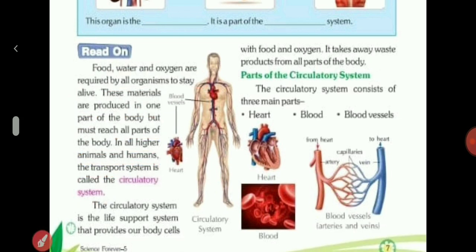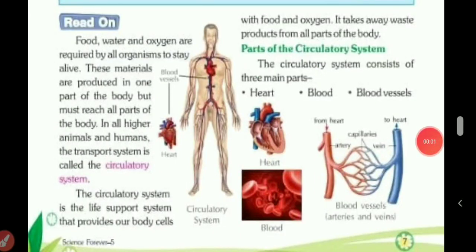So let me explain the paragraph first. We need food, water, and oxygen to stay alive. But they are produced in our body by different parts of the body. For example, food is digested in our stomach but it is necessary for other parts also. So to transport them, there is a system known as circulatory system.